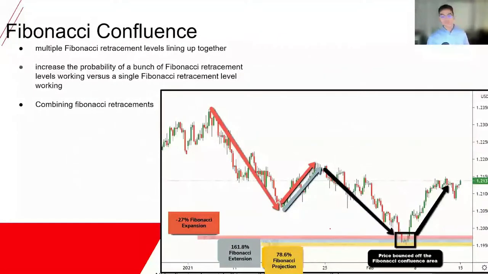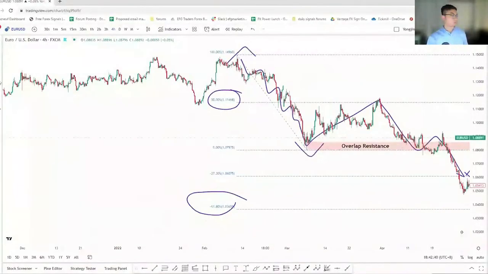I'm just showing a very quick example. The negative 27.2% Fibonacci expansion is in line with the 161.8% Fibonacci extension, in line with the 78.6% Fibonacci projection. So with many confluences of these levels, price just bounces right back up. Maybe I can show an example on the live chart. Let's take a look. I'll try to find one which is nice.